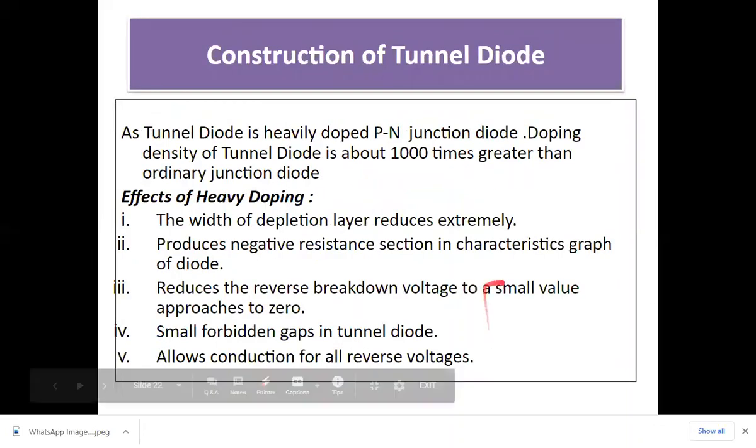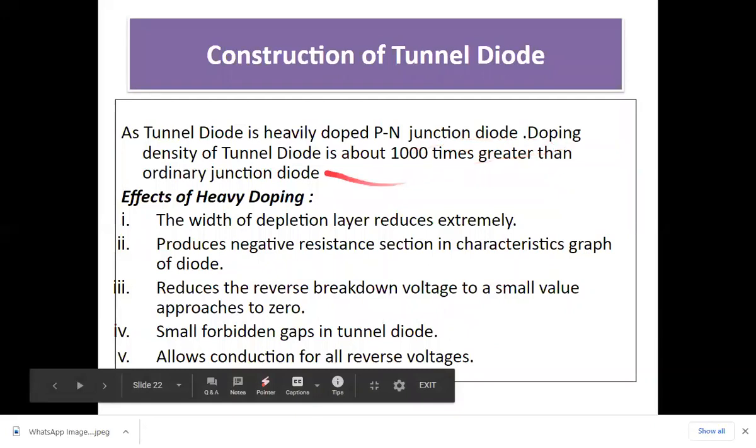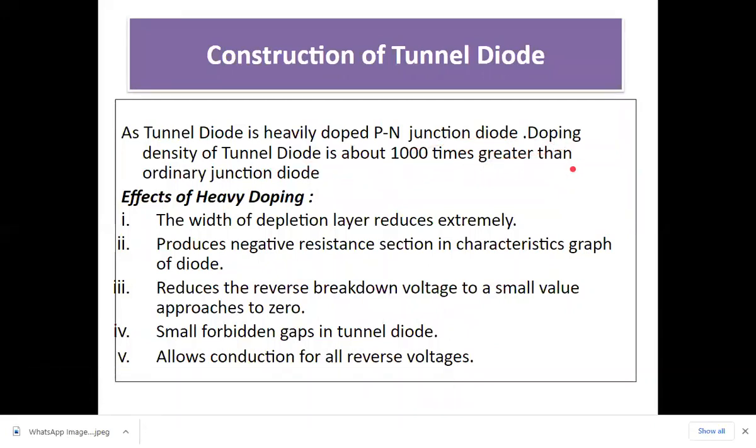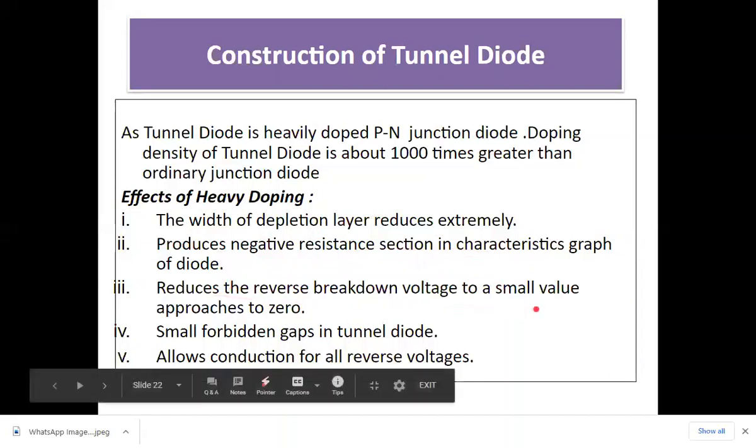As the tunnel diode is a heavily doped PN junction diode, its doping density is about 1000 times greater than an ordinary junction diode. So there are some effects of heavy doping. The width of the depletion layer reduces extremely, which produces negative resistance action in the characteristics graph of the diode and reduces the reverse breakdown voltage to a small value approaching zero. Small forbidden gaps in the tunnel diode allow conduction for all reverse voltages.